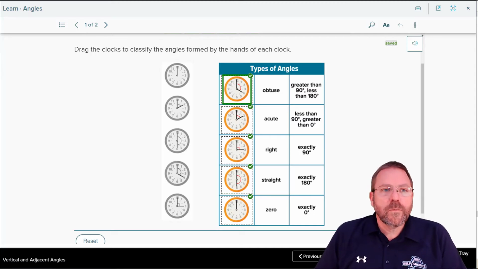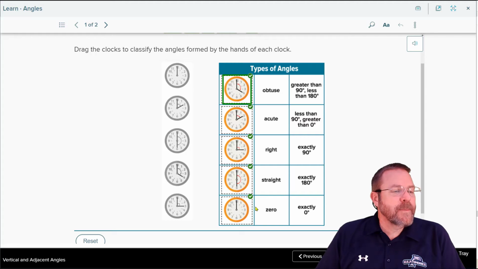Now, all these terms are terms you should be familiar with, except probably the zero angle. Everything else you should have already used in elementary school.